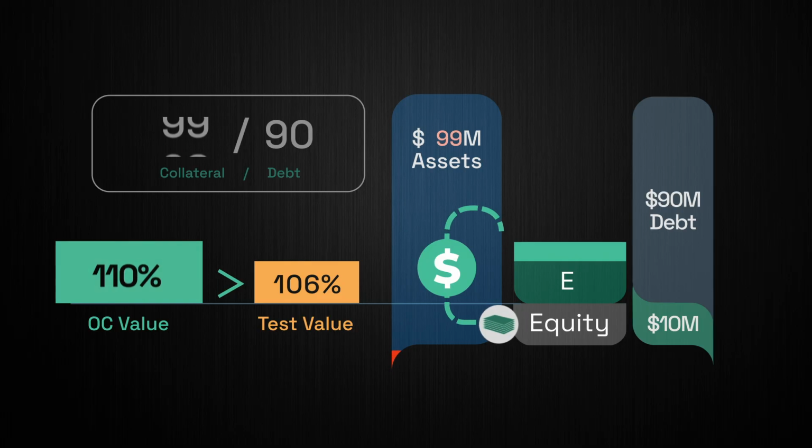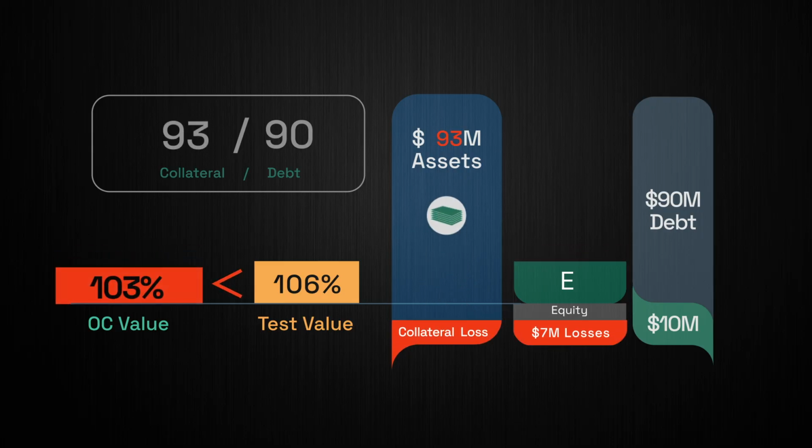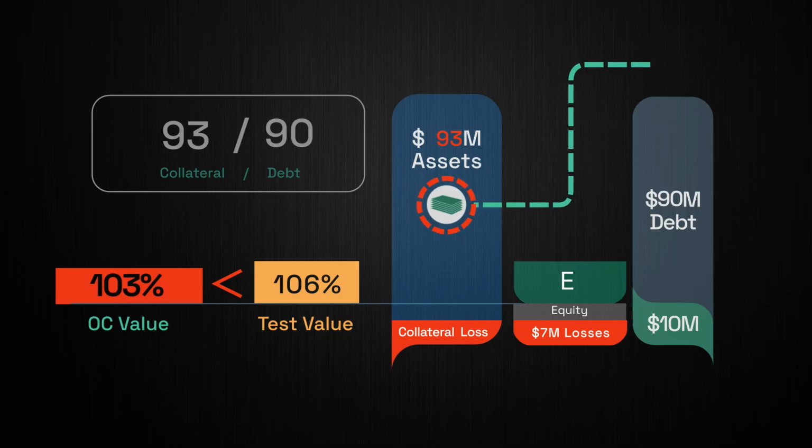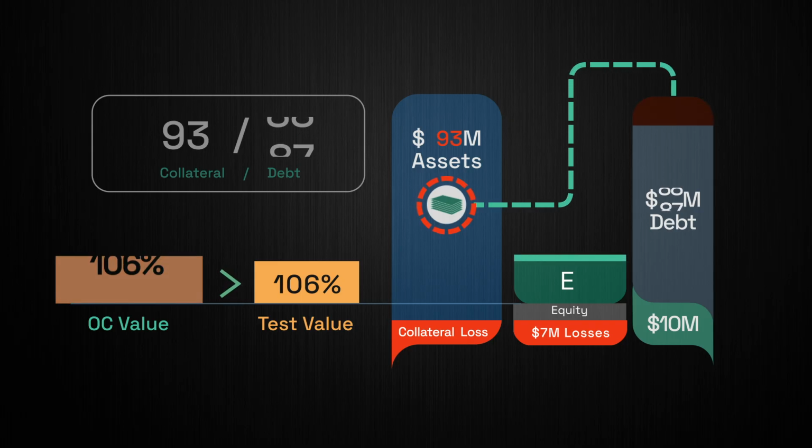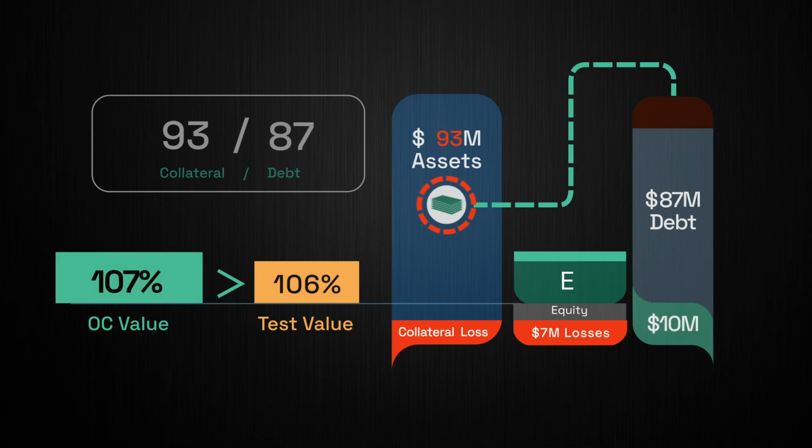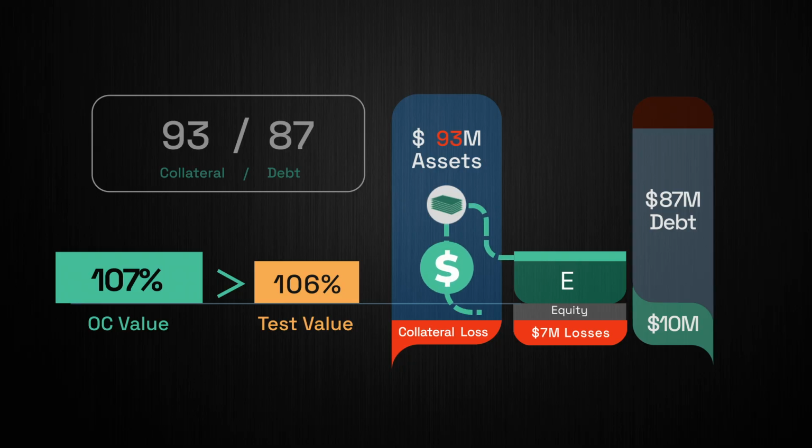However, if this value drops below 106%, the CLO starts trapping cash instead of leaking it to the equity. These trapped cash flows are used to pay down the senior-most debt, thereby reducing the total balance of debt and de-risking the structure. As the balance of the senior notes goes down, the OC value starts to rise. Once it rises above the test value, business can resume as normal and equity payments restart.